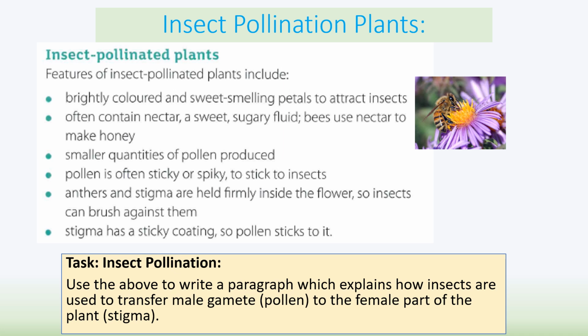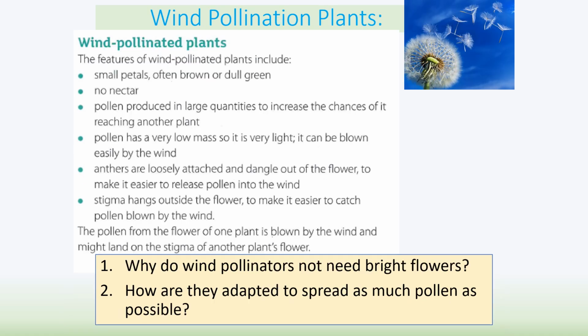So there are a couple of types of reproduction. There is insect pollination, and you need to know how the plant is adapted to being pollinated by insects. They'll have brightly coloured plants with sweet smelling petals. They'll often contain nectar, so the insect will eat it. Small quantities of pollen are produced because they know it will stick to the insect, and it's sticky or spiky to stick to the animal. Their anthers and stigma are held firmly in place in the flowers so the insects can brush against them, and the stigma has a sticky coating to accept the pollen.